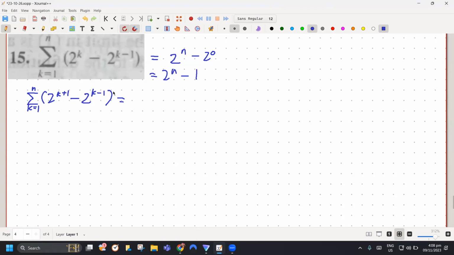So, ano ba yan? Okay, so dito pumapasok yung re-indexing. So, split mo siya into two sums. We'll use this as an example. Sum from k equals 1 to n, 2 to the k plus 1, minus sum from k equals 1 to n, 2 to the k minus 1.